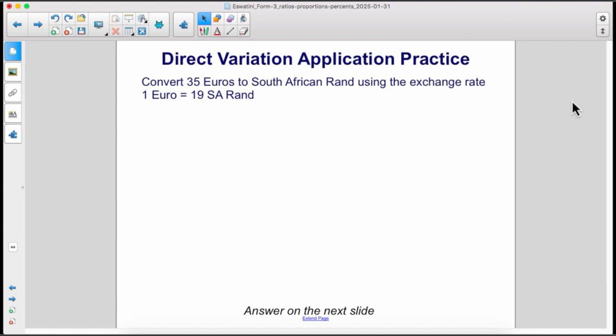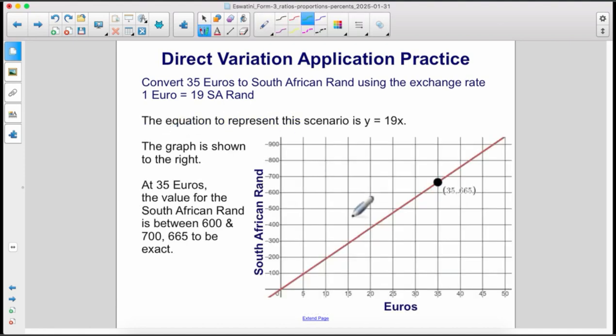Convert 35 euros to South African Rand using the exchange rate 1 euro equals 19 South African Rand. The equation to represent this scenario is y equals 19x. The graph is shown to the right. At 35 euros, the value for the South African Rand is between 600 and 700, 665 to be exact.